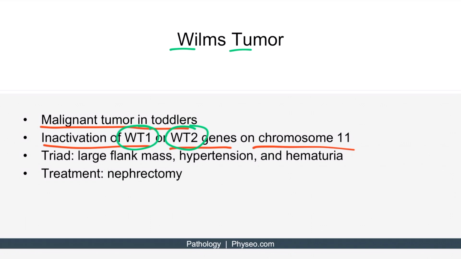And it presents with a classic triad of a large flank mass, hypertension, and hematuria. This tumor requires treatment with a nephrectomy, or surgical removal of the affected kidney. Now, it kind of makes sense that there's a flank mass because it's a tumor on the kidney, so it would be a mass in the flank. And hematuria makes sense because if the kidney has cancer, then it seems reasonable that there would be damage and blood would end up in the urine. But let's make sense of why hypertension occurs.